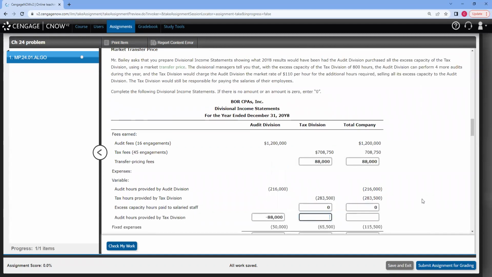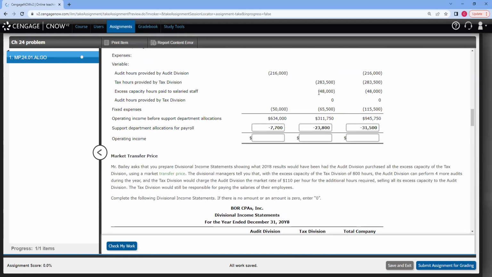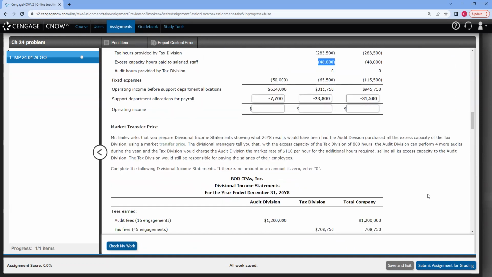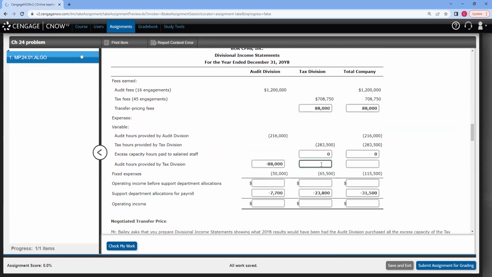So how much is that actually costing the tax division? We can see right here, the cost is $48,000. And so no, it's no longer excess capacity. It is now a cost associated with providing that service to the other division, selling those services to the other division. So totaling those, we have a total of $136,000 in expense there.